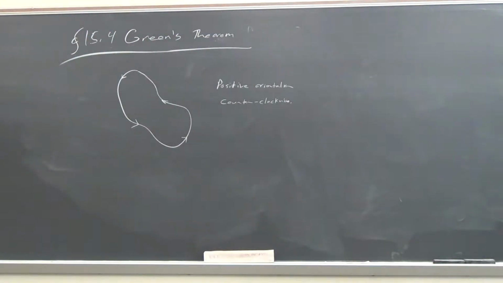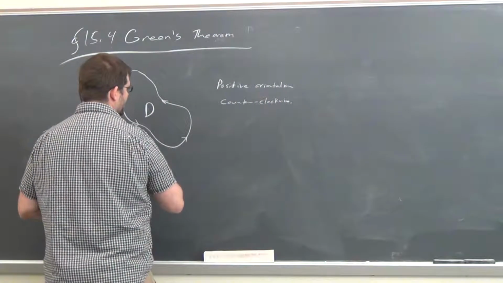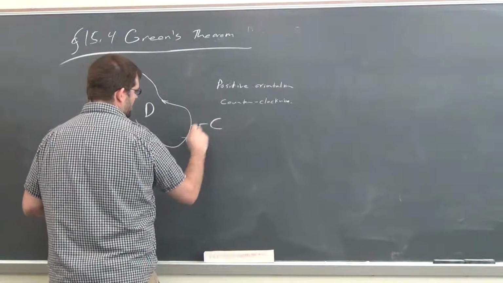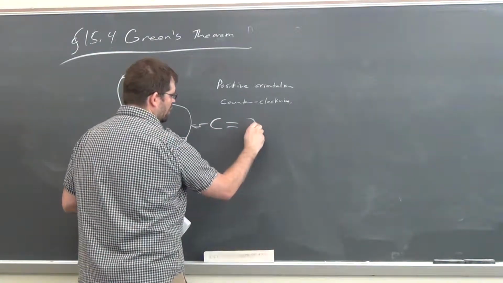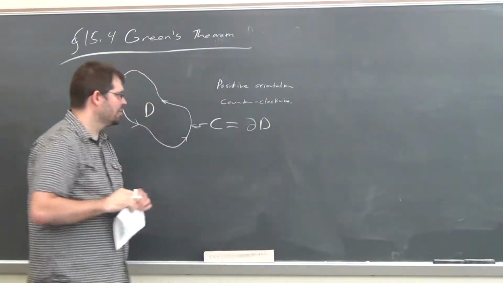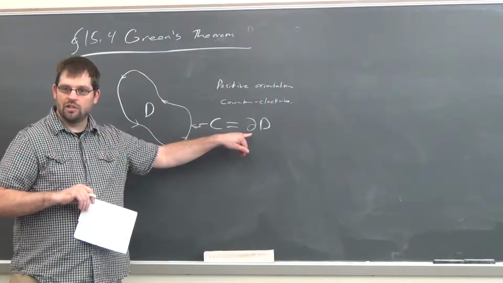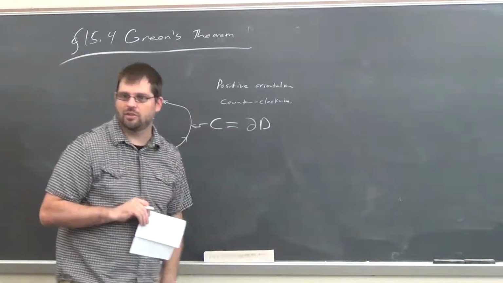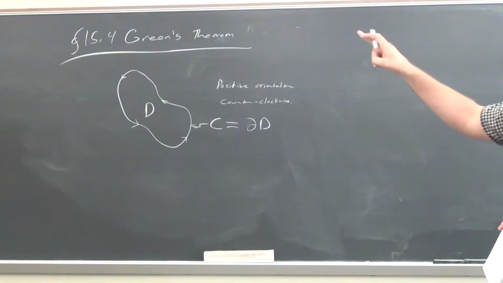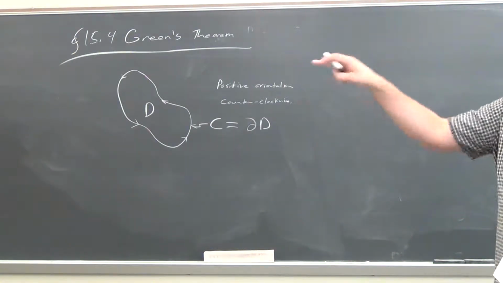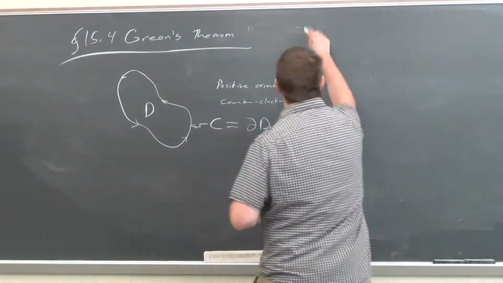All right, and I'll just say if this is some region D, this curve with positive orientation will denote by, it's really the partial derivative symbol, but we say the boundary of D. Okay? So that's what that represents. And whenever you see boundary, that means boundary with the correct orientation, the positive orientation.